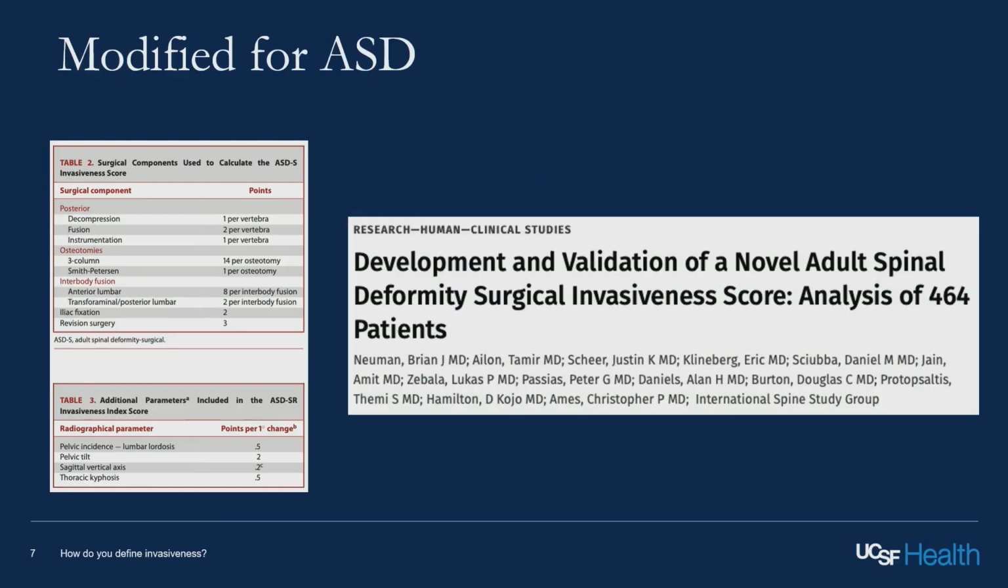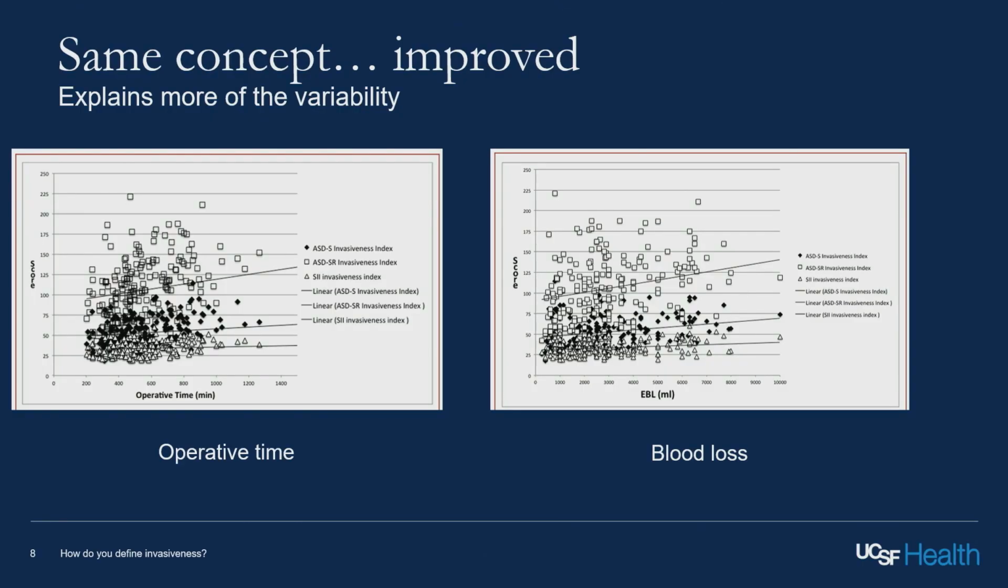This was adopted in adult spinal deformity through the ISSG, with a slightly different approach where they used a modified Delphi approach. So that's an expert consensus on what score should be given to different components of the surgery. And they also incorporated the magnitude of the deformity. The same concept applied here, they looked at operative time and blood loss again, and they did a better job than the initial score to explain more of the variability that I alluded to earlier.